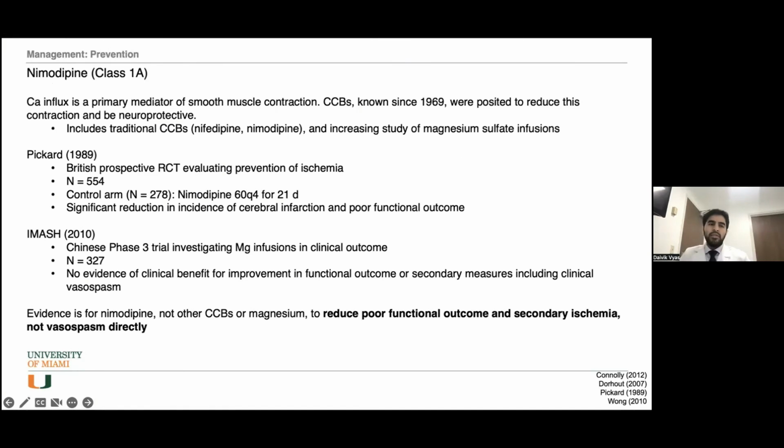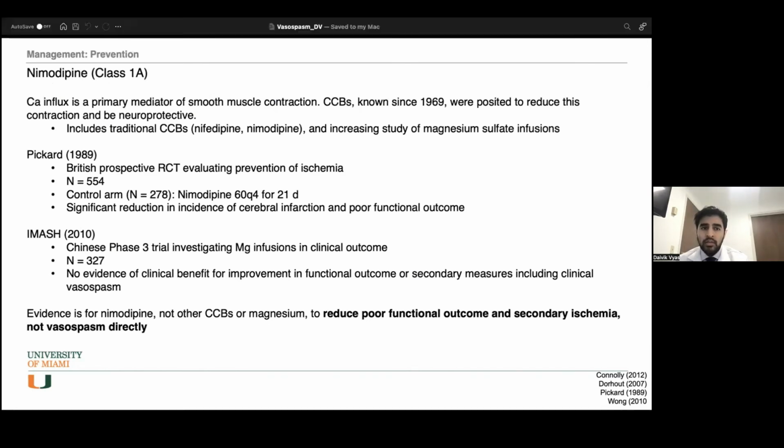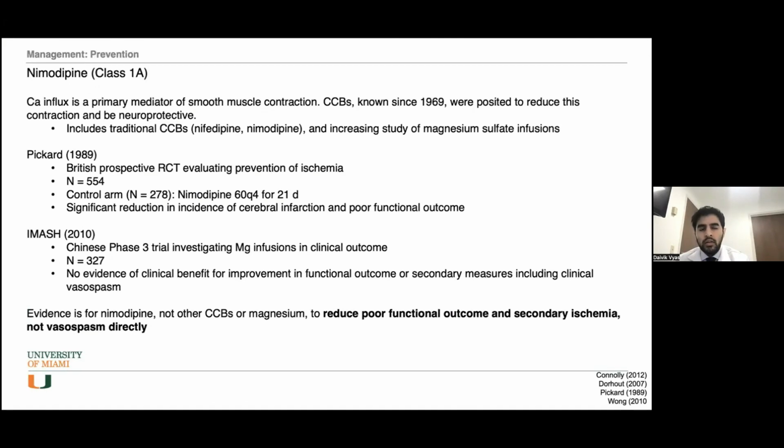So the first set of treatments that we look at are prevention of vasospasm. And really one of the most common medications that's given in our ICUs now is nimodipine. So just to review, calcium influx is a primary mediator of smooth muscle contraction. Like I said earlier, calcium channel blockers have been known since the 1960s to have vasodilatory effects and are neuroprotective. And the literature base for this includes traditional calcium channel blockers, so nifedipine and nimodipine, but it's also magnesium sulfate, which is an area of increasing study.